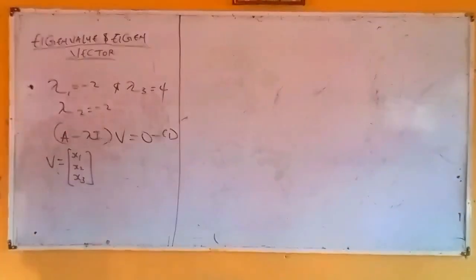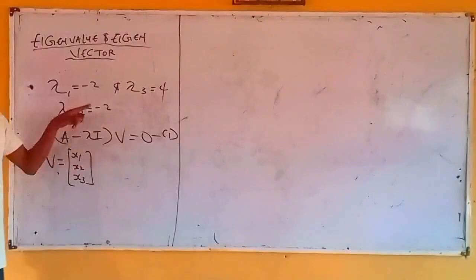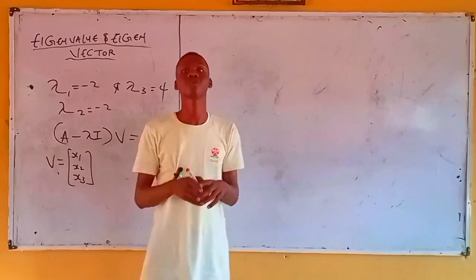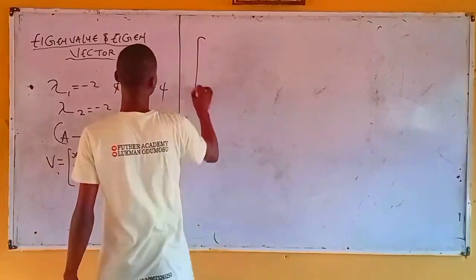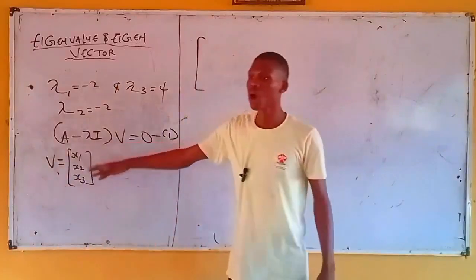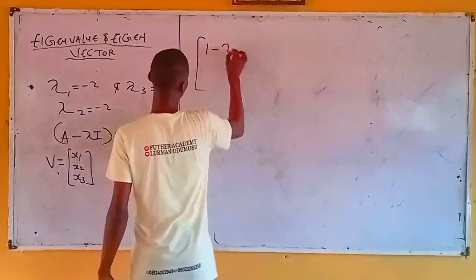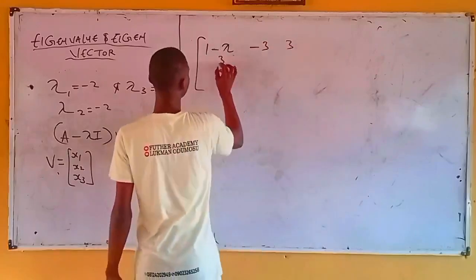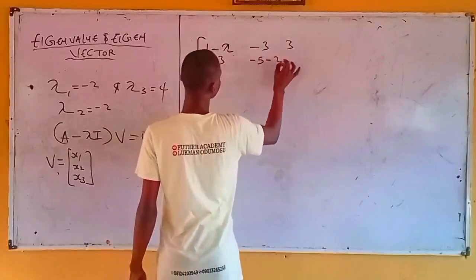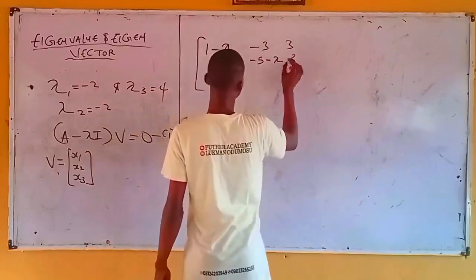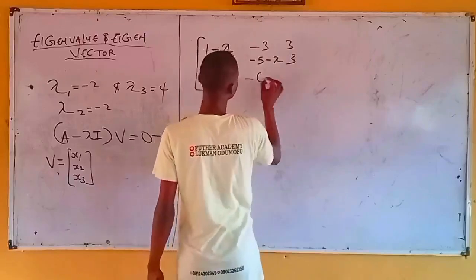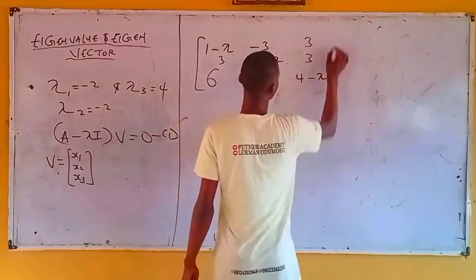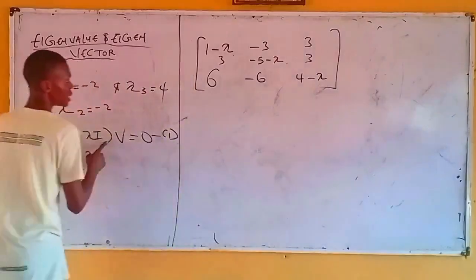But in this case, recall, when you subtracted lambda multiplied by the identity matrix from the given matrix, what do you have? Check. What was the matrix? Right? When you subtracted it, what was the matrix? It was 1 minus lambda, -3, 3; 3, -5 minus lambda, 3; 6, -6, 4 minus lambda.